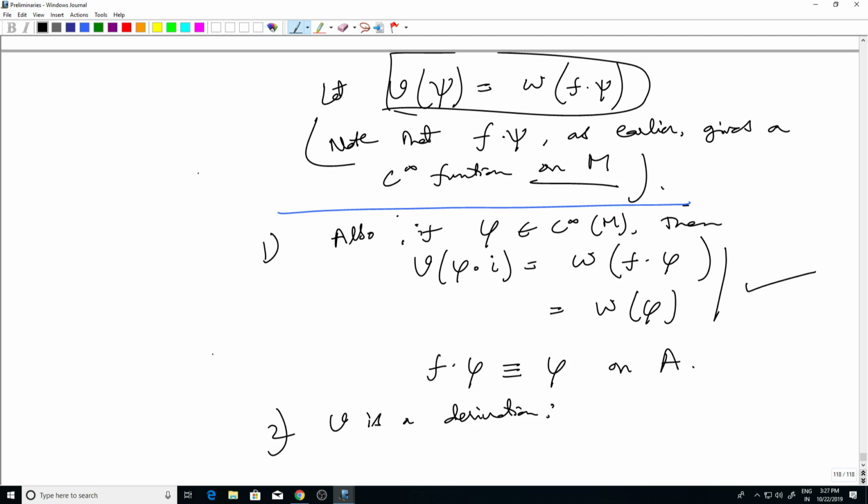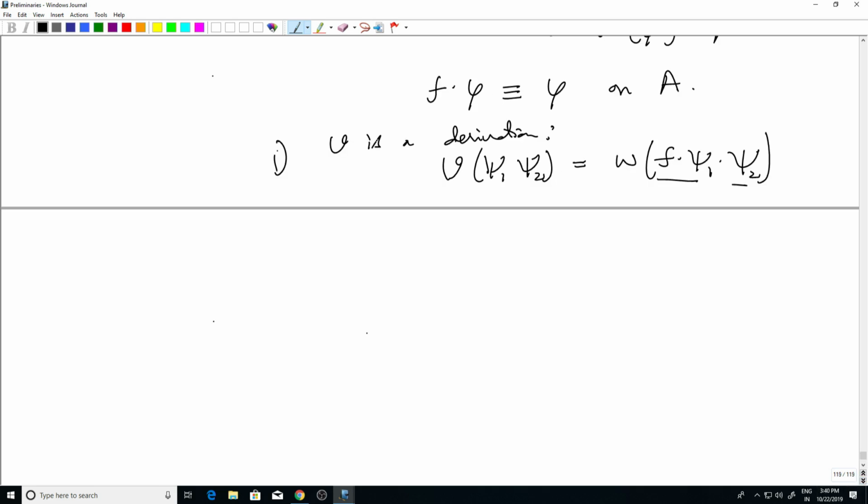So what do I have to check? I have to start with V of C1, C2. That's supposed to be equal to W of F C1, C2. So let's check that V is a derivation.